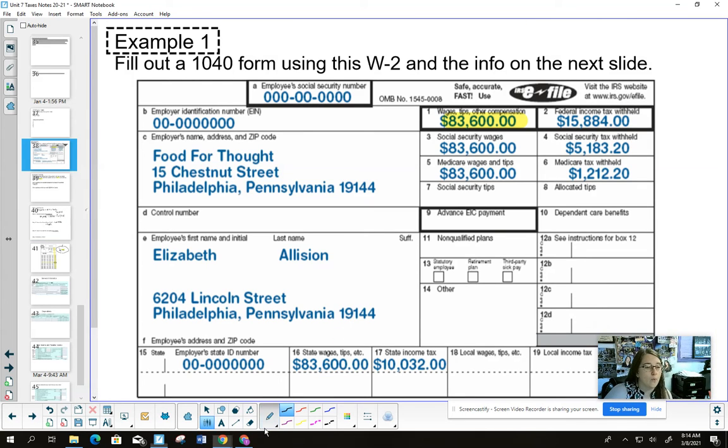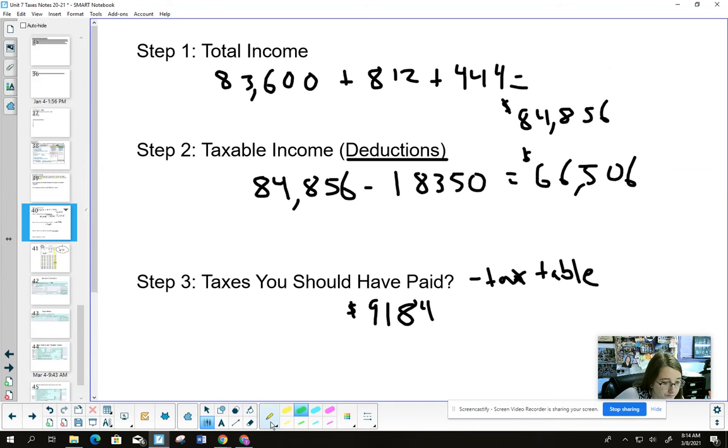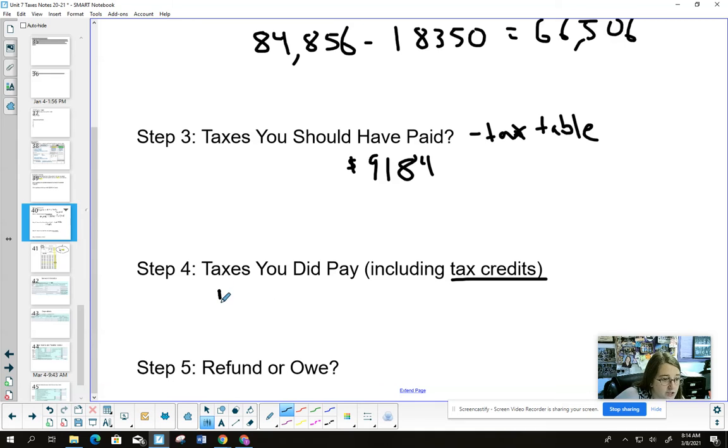Find on here where it says, how much she paid in federal taxes. Again, because this is the federal tax form we're filing, how much did she pay in federal taxes? Right here, again, your W-2 is the how much you did pay, right? From your job, here's how much you did pay. So 15,884. So let's come back here. So taxes, she did pay 15,884.